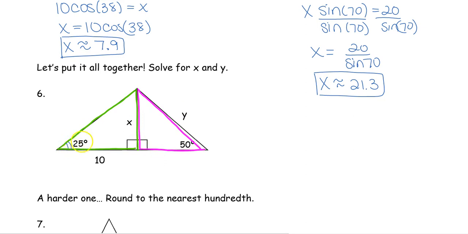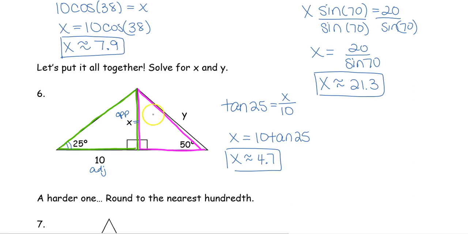I've got the 25-degree angle. X is opposite, 10 is adjacent. So the trig function that relates opposite over adjacent is tangent. So it's always tangent of the reference angle, which in this case is 25, is equal to the opposite side of x over the adjacent side of 10. Since x is on top, I'm just going to multiply. So x is equal to 10 times the tangent of 25. We talked about how to put that into our calculator, and we get x is going to be about 4.7.